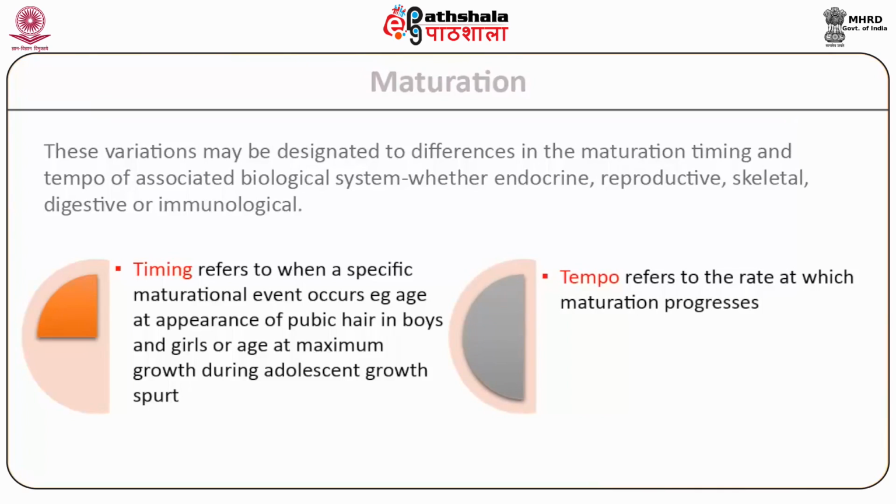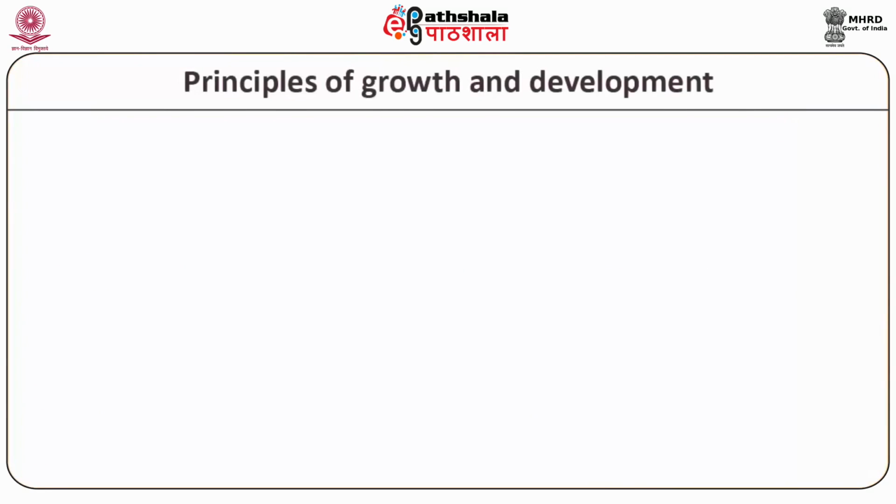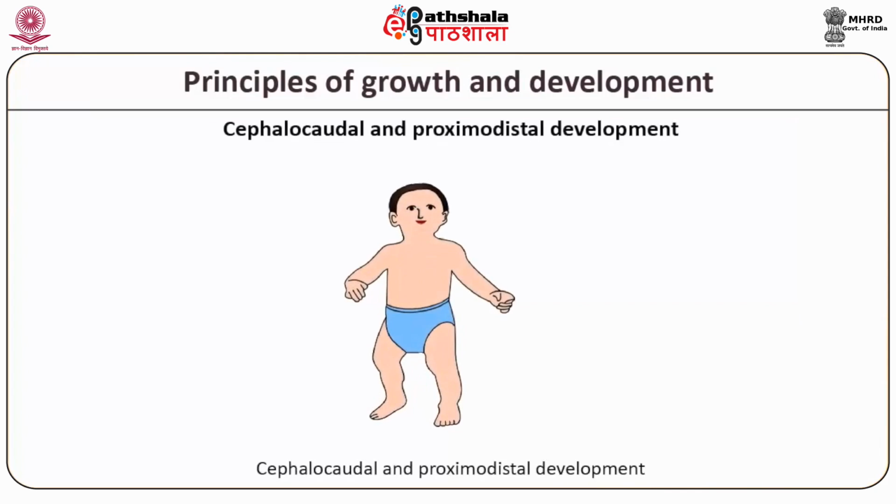maturation progresses. Now we will discuss the basic principles which underlie growth and development. The first one is cephalocaudal and proximodistal development, which explains the direction of growth in an individual. The cephalocaudal refers to development proceeding from head to toe.